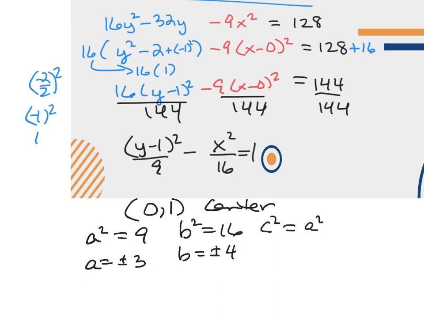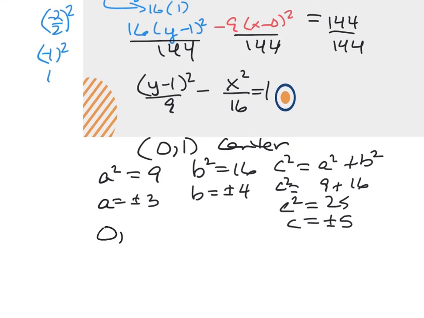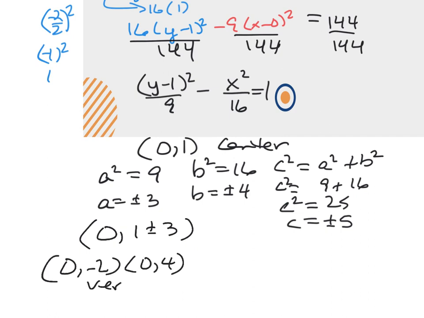C squared equals A squared plus B squared. 9 plus 16 gives me 25. So C equals plus and minus 5. So to find the vertices, I'm going to take my center point, and I'm going to be adding and subtracting the A value to the Y of the vertex. So I have a vertex at 0, negative 2, and 0, 4. These are the vertices.